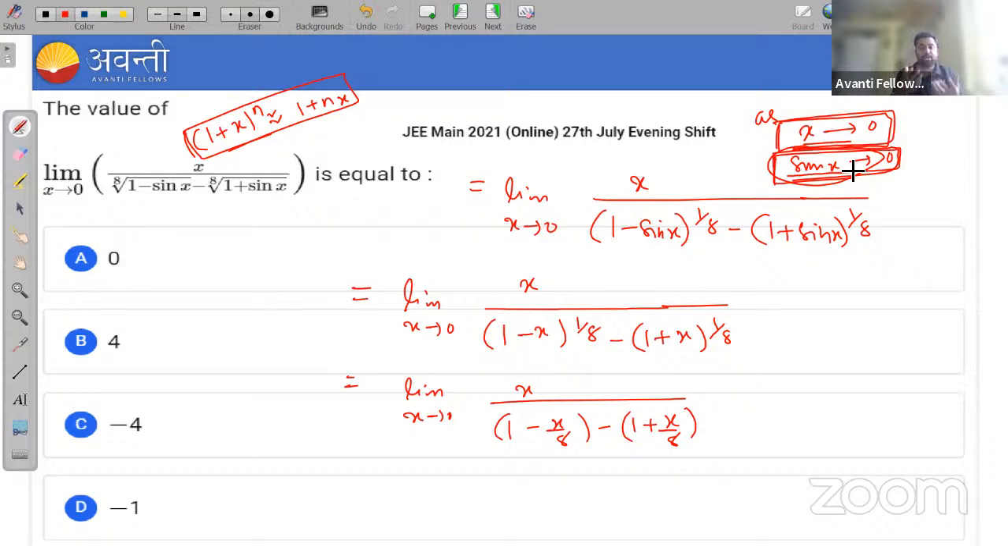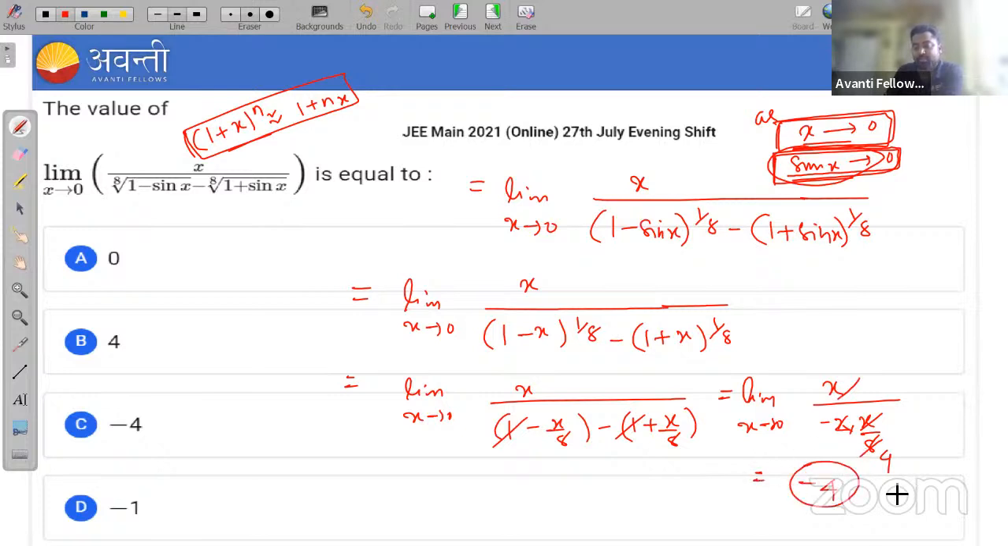So to help you understand better, I just replace sin x by x. Nothing else. You can write sin x, no problem. So now calculate the limit. See, 1 will be cancelled out here. So limit x tending to 0, what do you have now? x upon minus 2 into x upon 8. So this will be 4, x will be cancelled out. So what is the limit you finally get? That is minus 4. So this is the answer, and the correct option is option C.